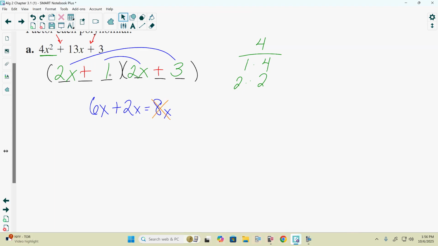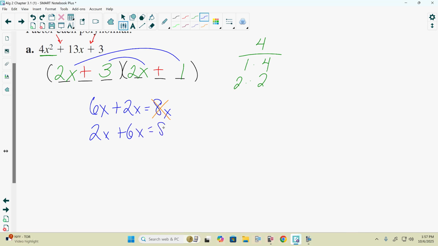Now one thing we could try doing is taking the 1 and 3 and having them switch places, which would give us what? 2x times 1 is 2x. 3 times 2x is plus 6x, which still gives us 8x. Why didn't it change? Well, it's because the first term is what? 2x and 2x. There's no real difference between that there. So what do we need to do next?